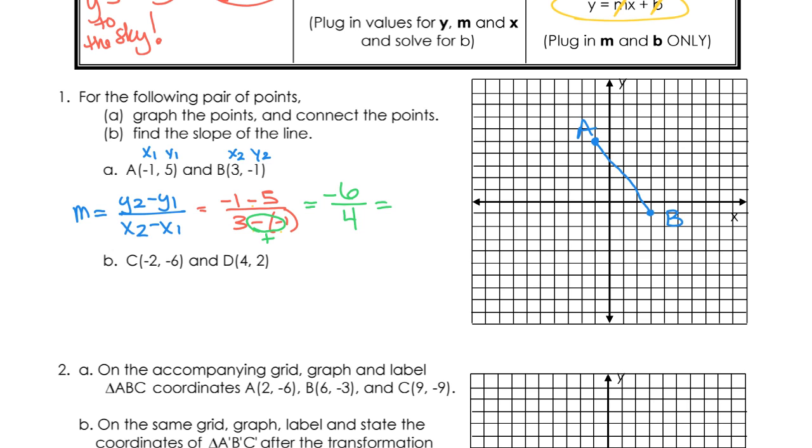And so we're going to reduce this. You can use your calculator to reduce it. If you type in -6 divided by 4 and hit enter, it'll turn it into a decimal, and then you can math frac it back into a fraction that's reduced, and it'll end up being -3 over 2.